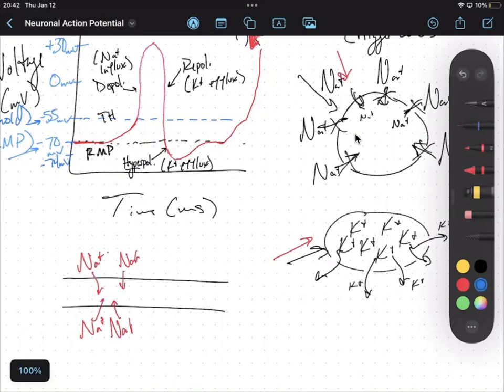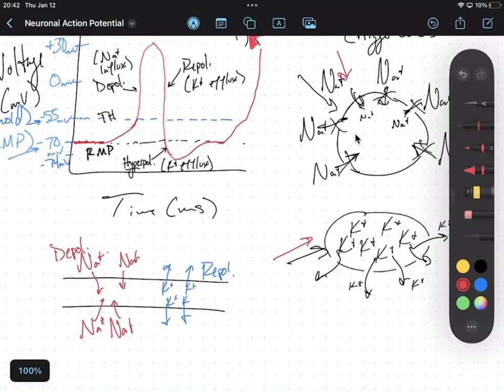And later on, we're going to have potassium rush out, right? So this was repolarization here. This phase was depolarization here, right? So for one action potential, that's fine, right? And 10, that's fine. 100, that's fine.